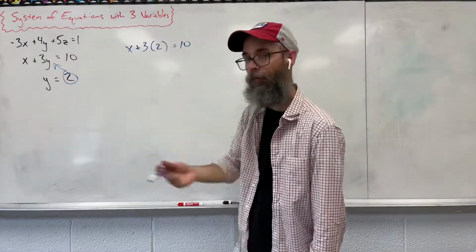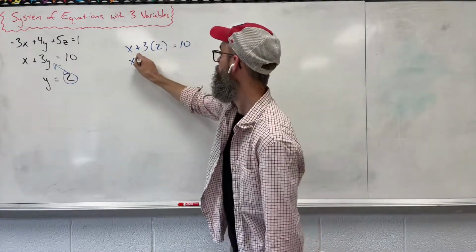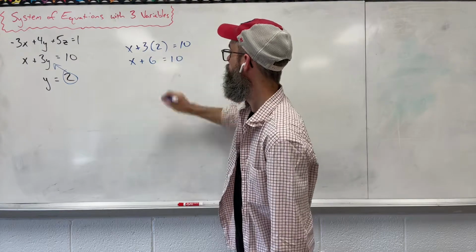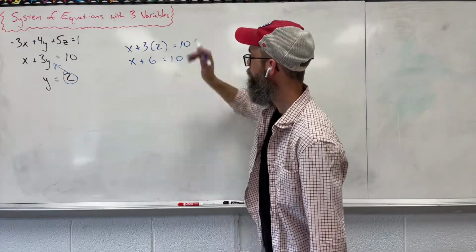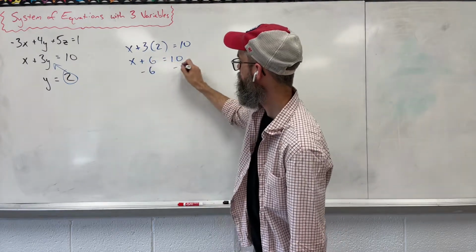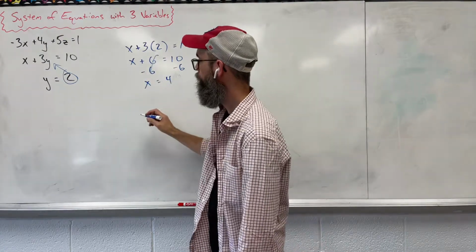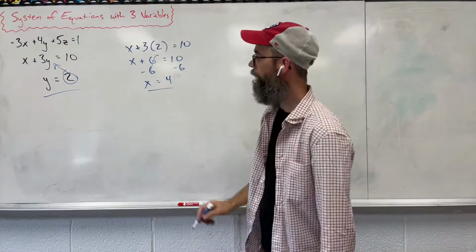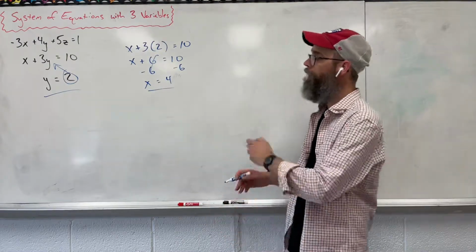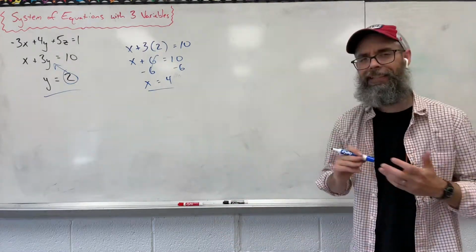But let's just simplify away and get x alone. Multiply, you get 6. Subtract that 6 to get it away. x equals 4. Congrats. We have x and now y. Now we have to figure out what's the z going to be.